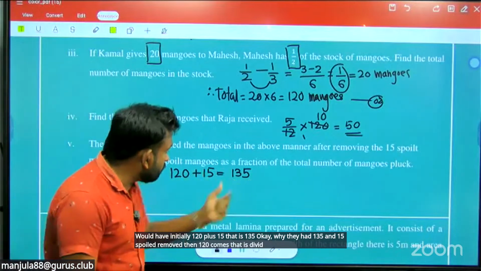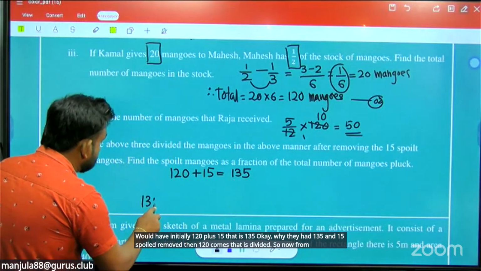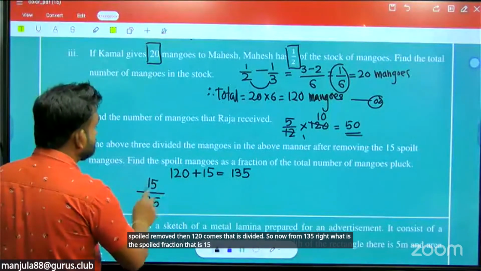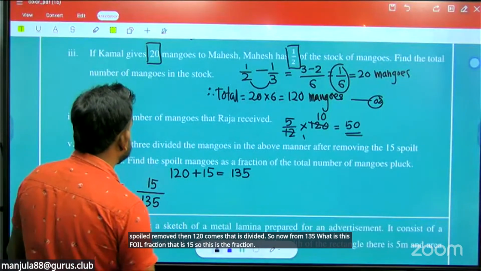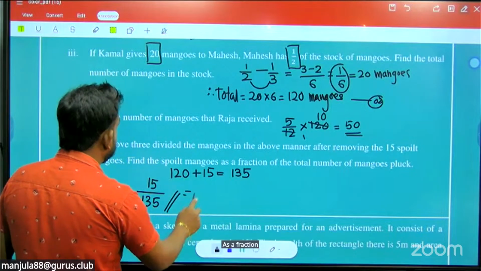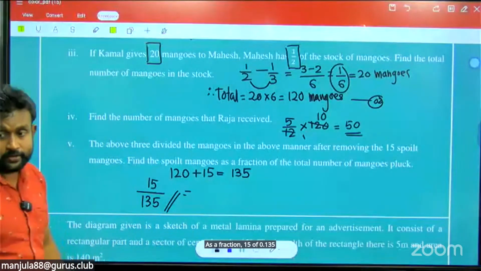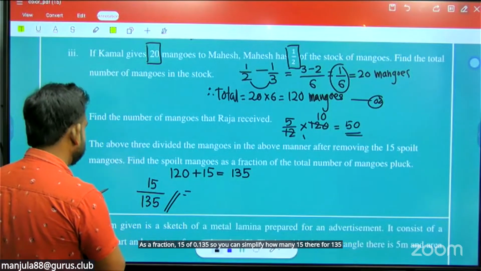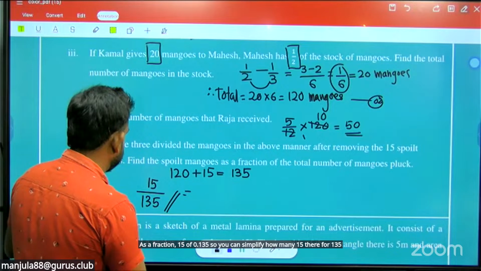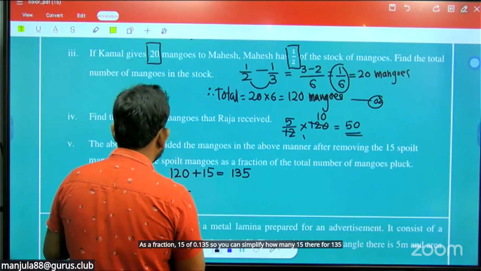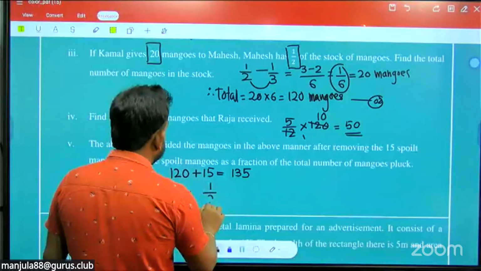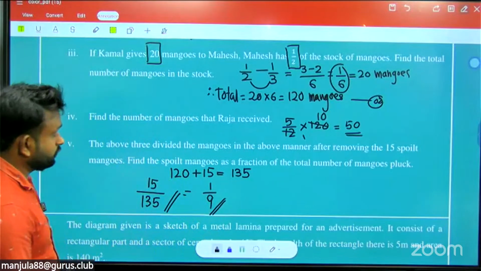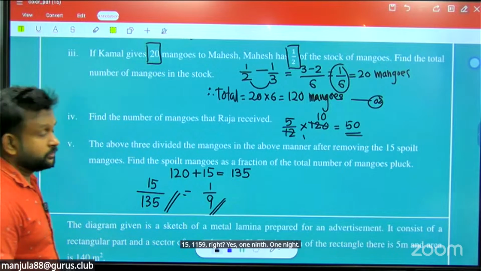So now from 135, right, what is the spoiled fraction? That is 15. So this is a fraction. As a fraction, 15 upon 135. So you can simplify how many 15s there are in 135. 15, 15 9s, right? Yes, 1 upon 9, 1 upon 9.